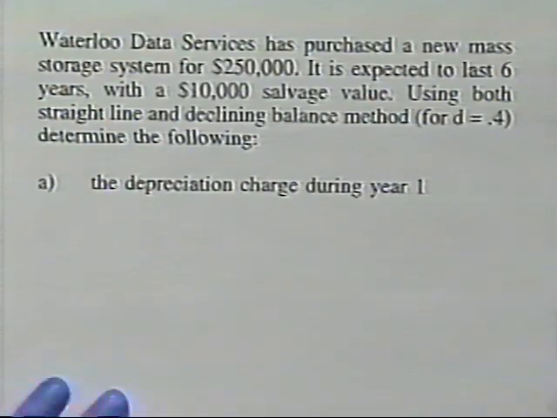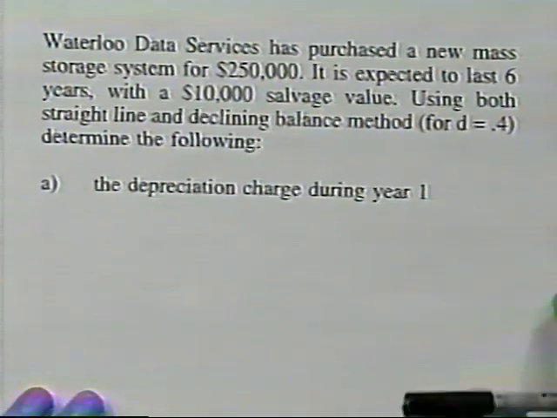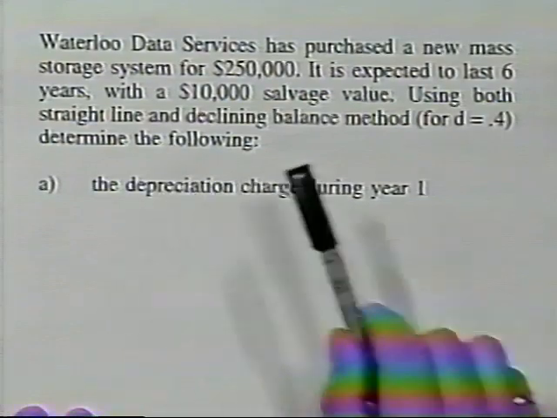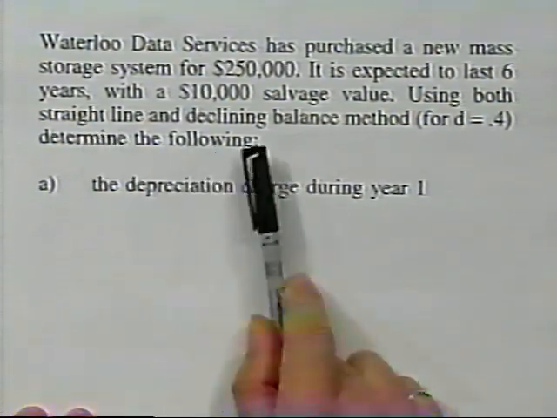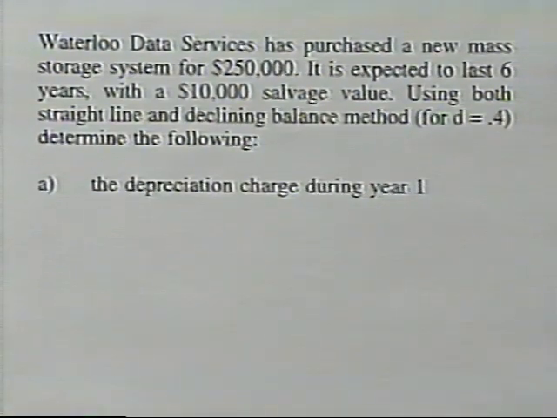So let's do an example. Waterloo Data Services has purchased a new mass storage system for $25,000. It's expected to last 6 years with a $10,000 salvage value. We're asked to determine several things using both the straight line and declining balance methods, and we're given a depreciation rate of 0.4 for the declining balance method.